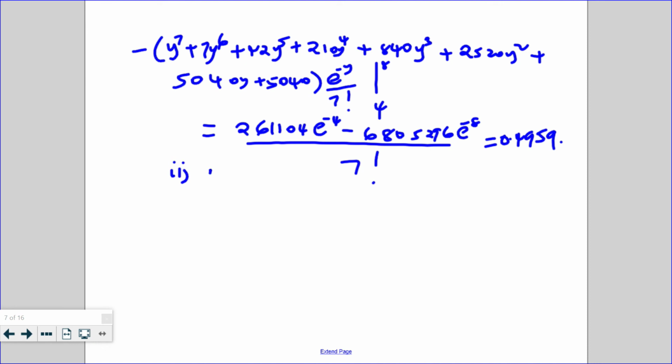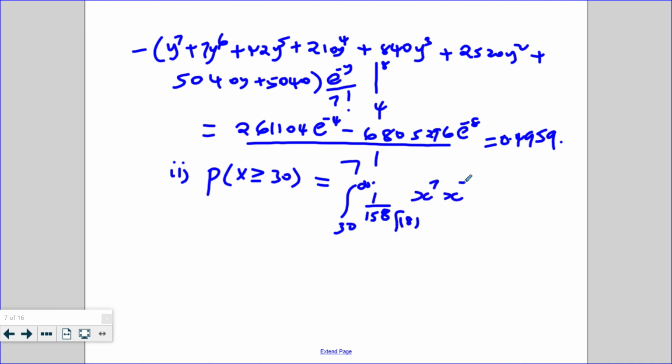So part 2 of the question, at least 30 weeks. So the probability of x greater than or equal to 30 weeks. So it is actually the integral from 30 up to infinity, and then 1 out of 15 to the power of 8, and then the gamma function of 8, so x to the power of 7, e to the power of negative x out of 15 dx. And reaching here, follow the process once again that I've just explained above. So you use the integration by parts formula, and going through the process, you will obtain 0.9989 as your answer.